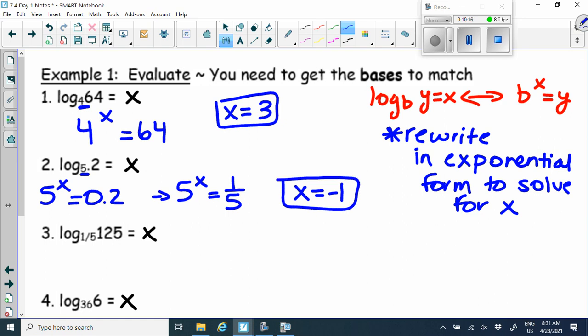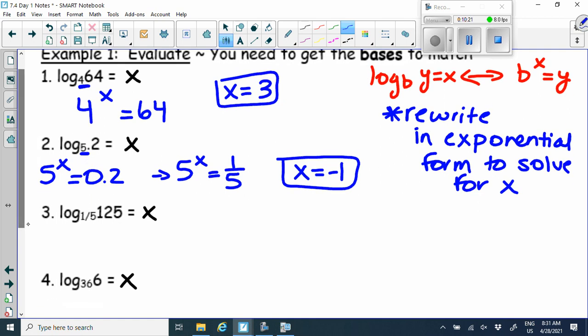Okay, let's try the next one. We have log base 1/5 of 25 equals x. So I have 1/5, that's my base. X is going to be my exponent, equals the answer of 125. Okay, so now, once again, notice we are going from a fraction to a whole number. So is our exponent going to be positive or negative? It's going to be negative.